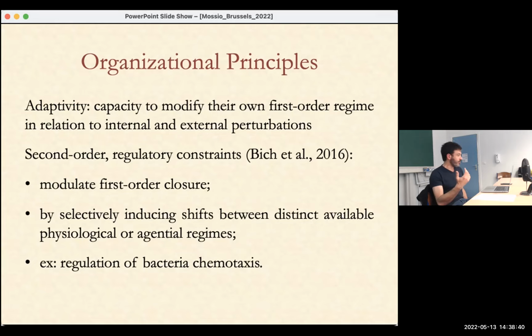One example is regulation of bacterial chemotaxis. As you know, bacteria follow chemical gradients, and they can either tumble or rotate. When they reach a place where the gradient is uniform, they stop moving in a direction, and they rotate just to eat. They stay there and eat. And this shift between the two motor regimes is an example of regulation, where, when there's a change in the gradient, you need to induce a shift in this Cartesian first order regime.